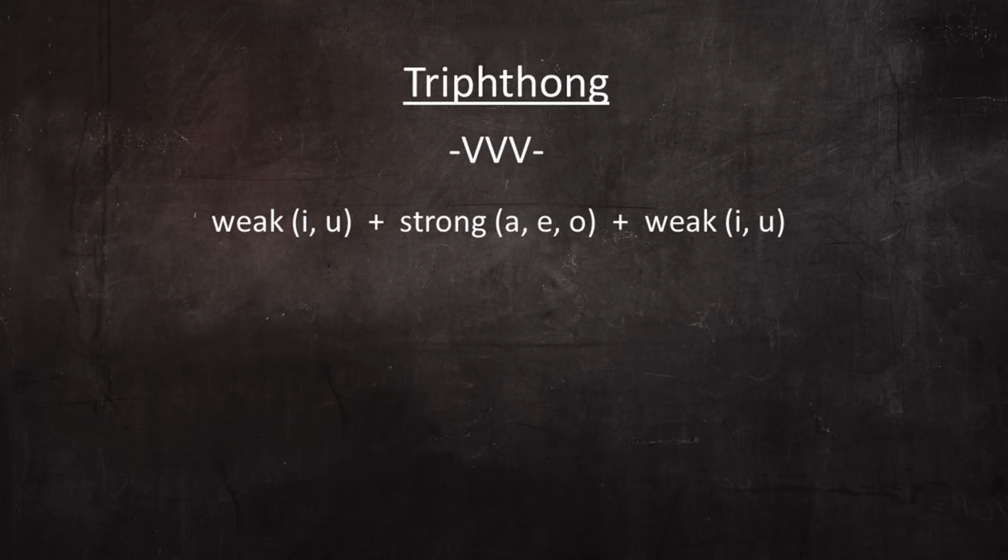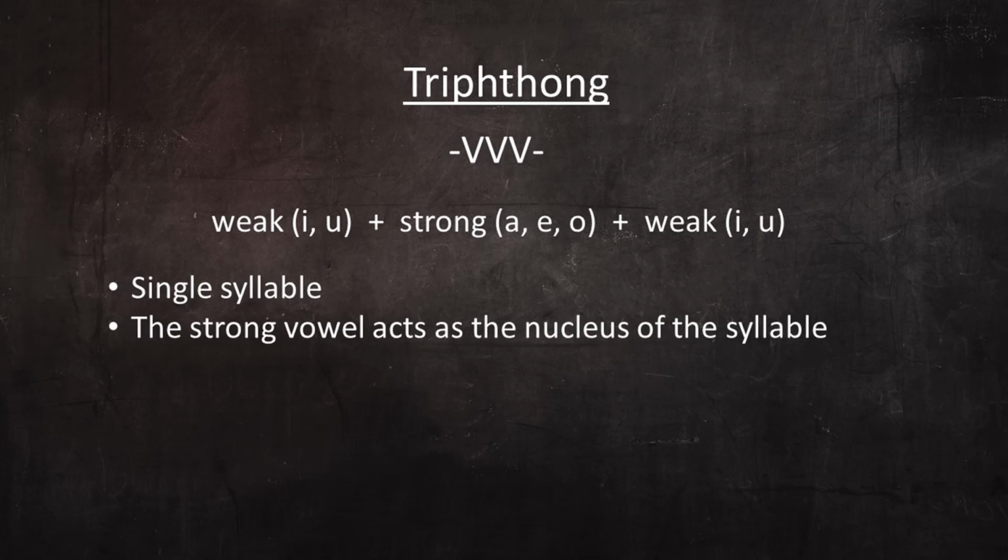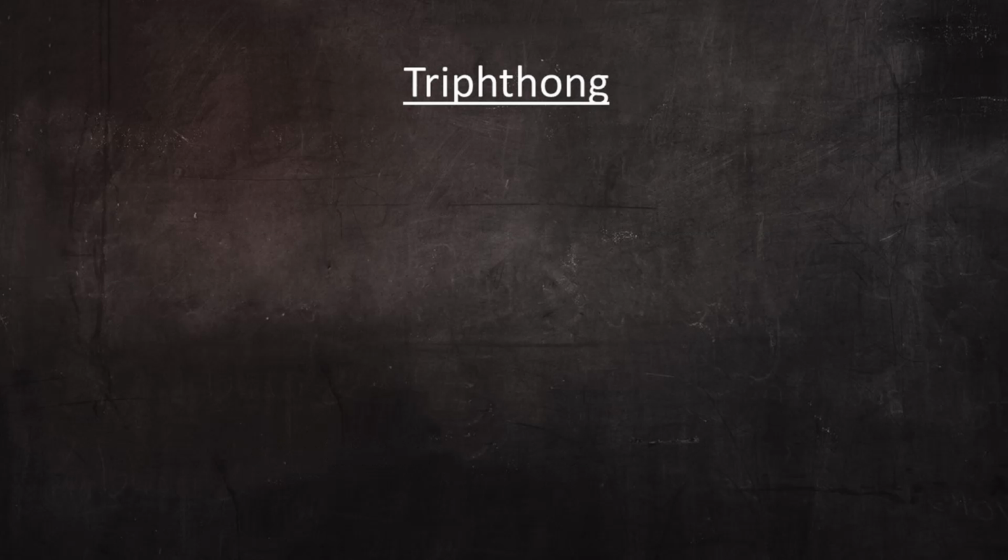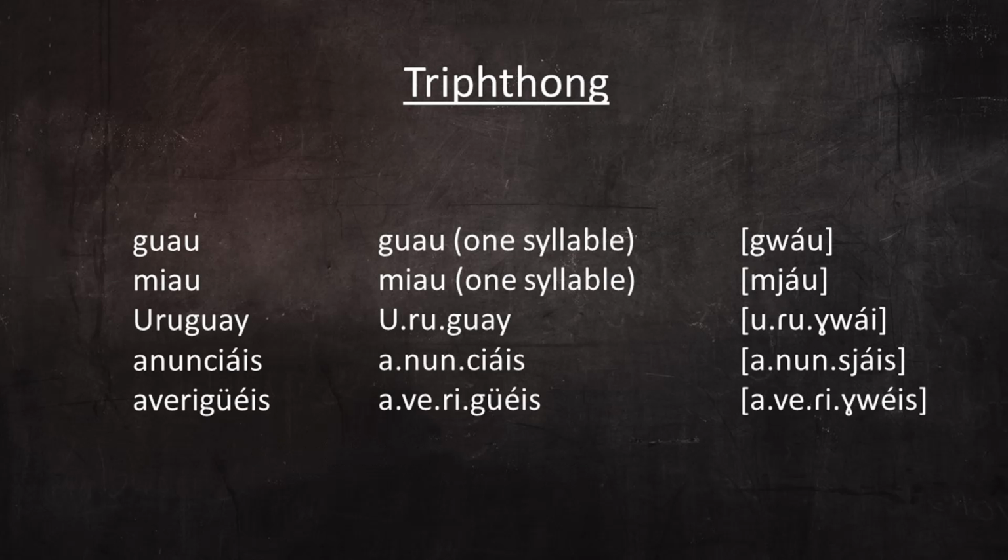A triphthong is comprised of two weak vowels and a strong vowel in the sequence weak, strong, weak. Triphthongs are pronounced as a single syllable with a strong vowel acting as the nucleus of the syllable. A very large majority of Spanish triphthongs are conjugations of verbs in the vosotros form. So, for example, the word envidiáis is broken up into three syllables, en-vi-diáis. Observe these other examples of words with triphthongs.